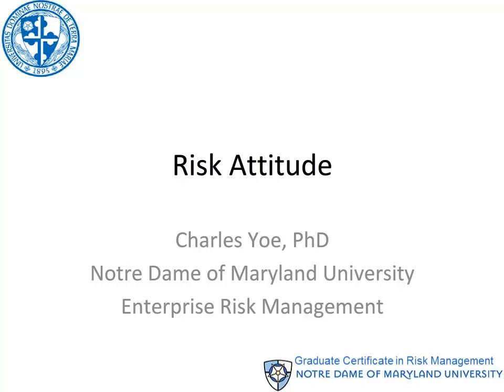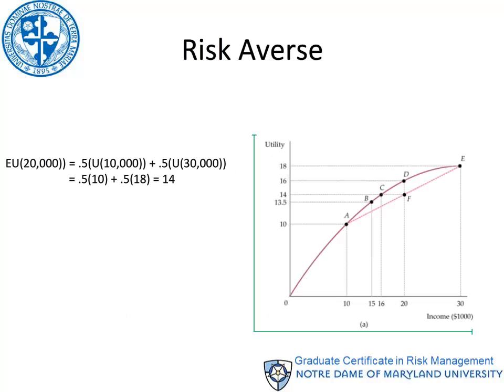In this video, we will consider different risk attitudes, specifically risk aversion, risk neutrality, and risk seeking. This graph should be familiar from the last video. Let's give this graph a backstory now. You have a job that pays $20,000 and you have the chance to take a new job in sales.